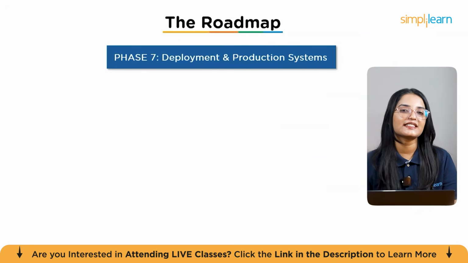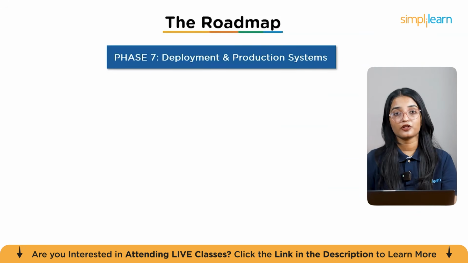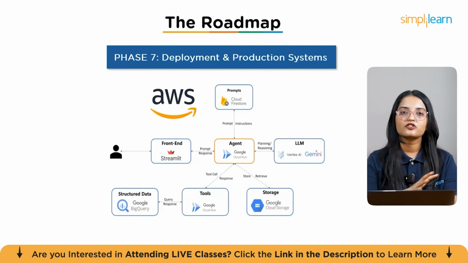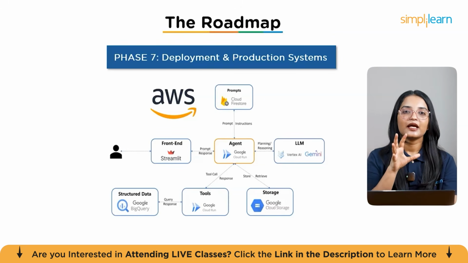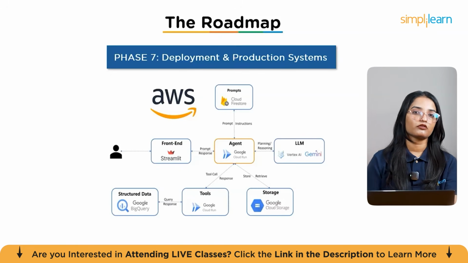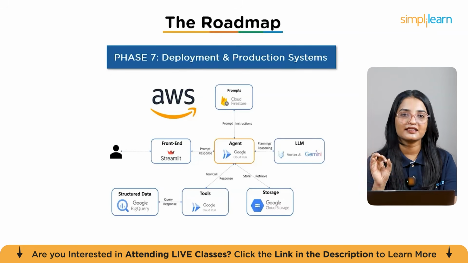Now, let's move on to our seventh phase, which is deployment and production systems. Imagine this for a moment. Your agent is no longer running on your laptop. It's not a demo product anymore. It is not a weekend experiment. Instead, imagine 5,000 users trying your agent every single day. Some are uploading files, some are sending requests, some are triggering automated workflows. Many of them are using it at the same time.